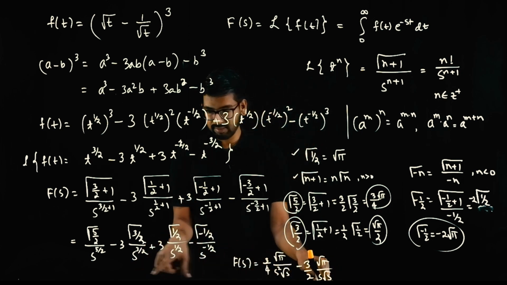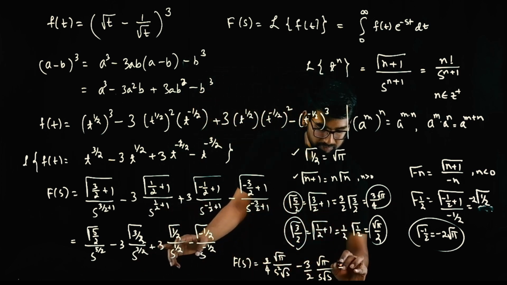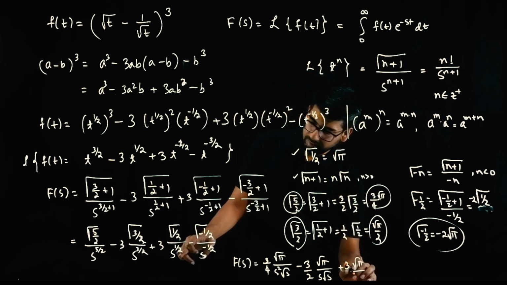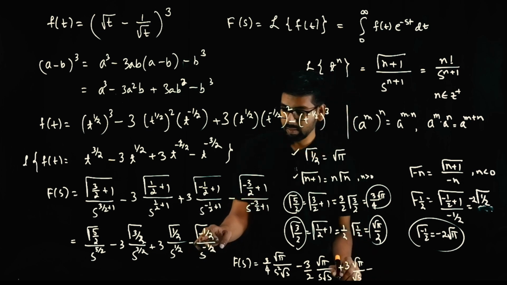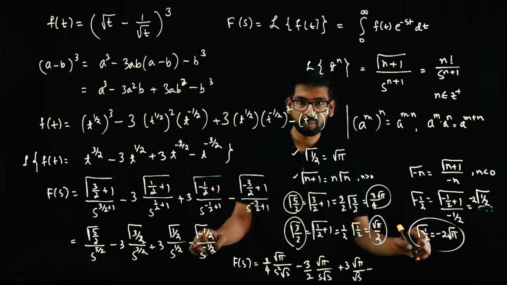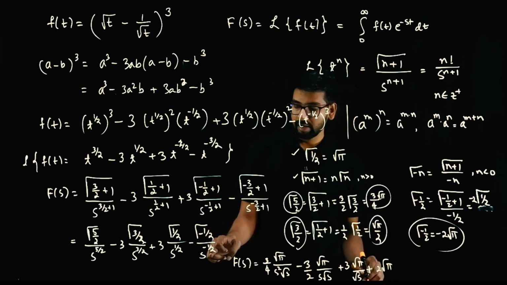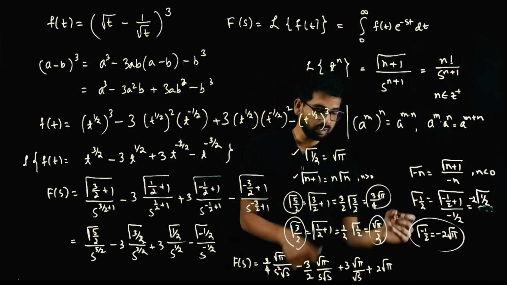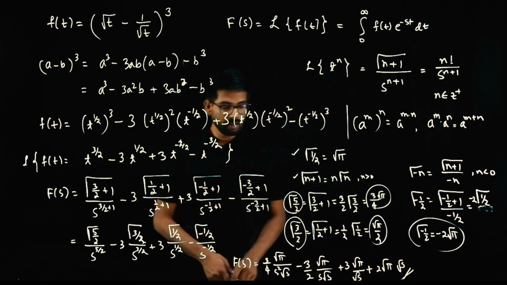You don't need to write it like this. You can just leave it like this. No problem. I'm just writing it here. So plus 3 gamma of 1 by 2, which is square root of pi by s power 1 by 2, meaning square root of s, minus gamma of minus 1 by 2, which is minus 2 square root of pi. So this minus will become plus 2 square root of pi, and s power minus 1 by 2 in the denominator will become s power plus 1 by 2 in the numerator, and s power plus 1 by 2 is square root of s. Okay.